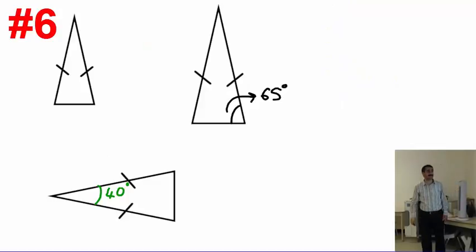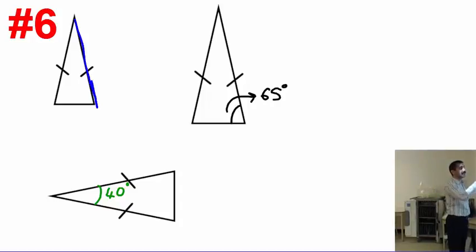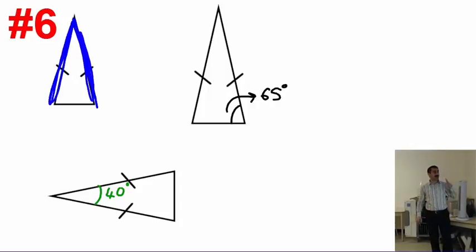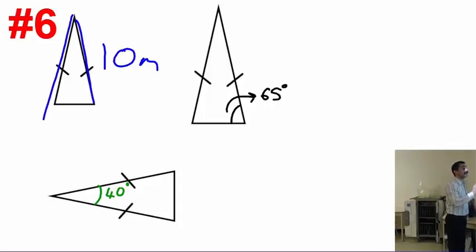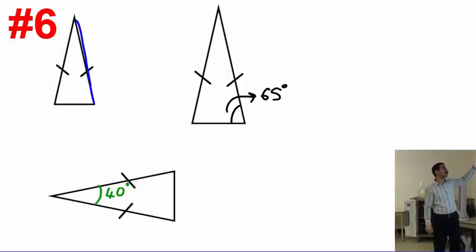Rule number 6. We are looking at a triangle that has the same length on two sides. This side and that side, I have no idea what the length of the side is, but all I know is they are the same. If this is, let's say, 10 meters, you know that's also 10 meters. That's the meaning of the lines there. It means the two sides you are looking at are the same.